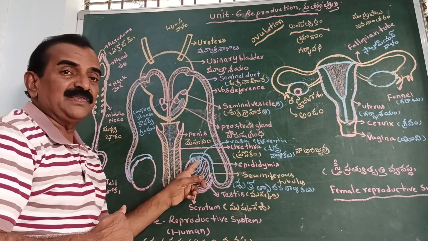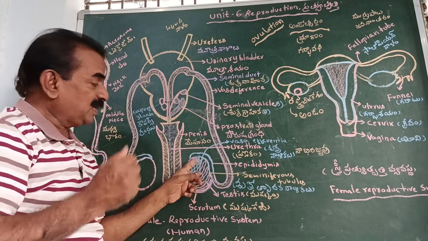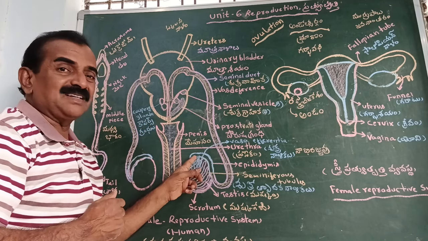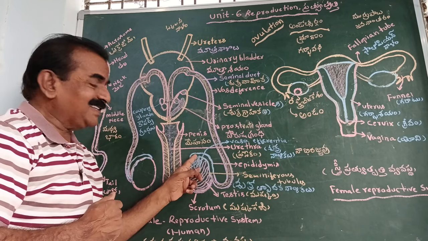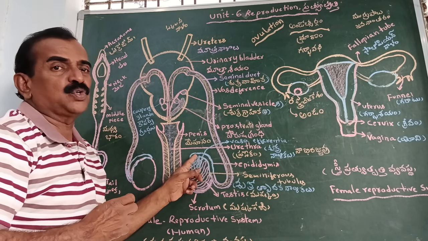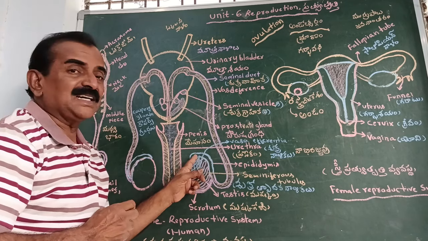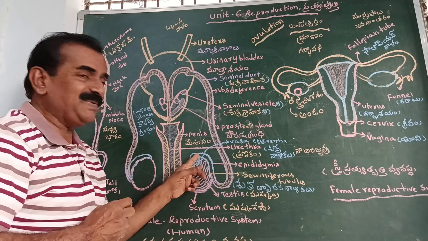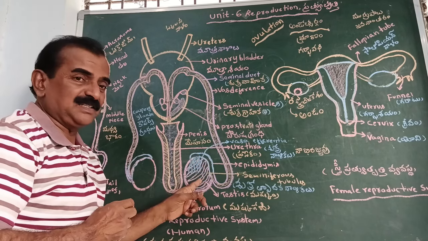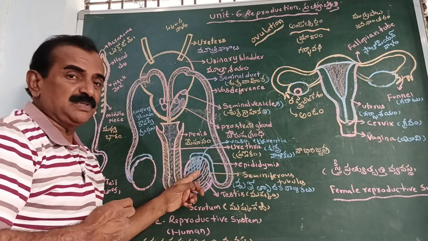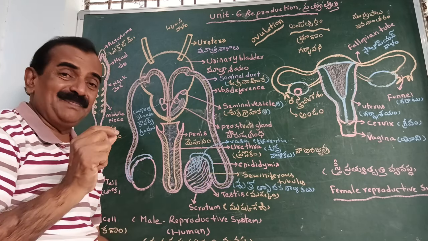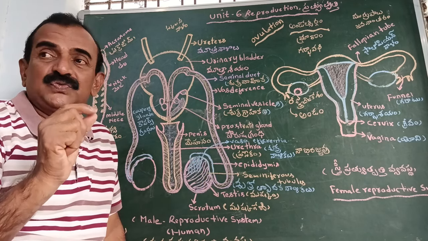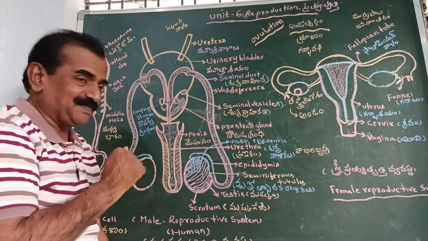And this vasa efferentia carries what? Sperms. Just above each testis, we can see the presence of what? A coiled tube structure, and that is called epididymis. This is called epididymis. So this is testis, seminiferous tubules, vasa efferentia, and epididymis. And epididymis is useful to store the sperm temporarily.